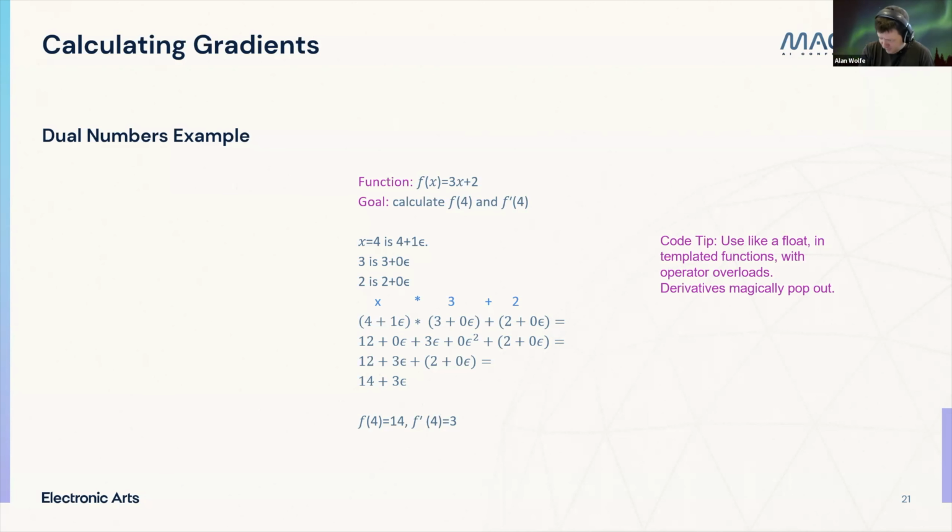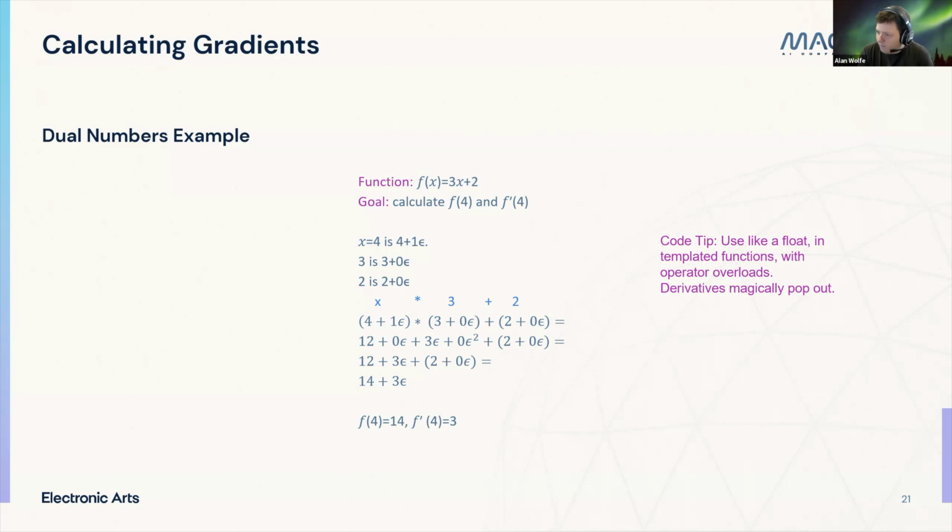Then if we plug that into the equation and just do simple algebra, making sure that any epsilon squared term is 0, we get our result, which is 14 plus 3 epsilon. Now, the cool thing is the 14, which is the real part, is our value of the function at f of 4. And the 3 is our derivative at f of 4. So yeah, it worked. If you want to try this out yourself, that's a fun little thing to do: make an equation, plug dual numbers in, and see if you get the right answer out.